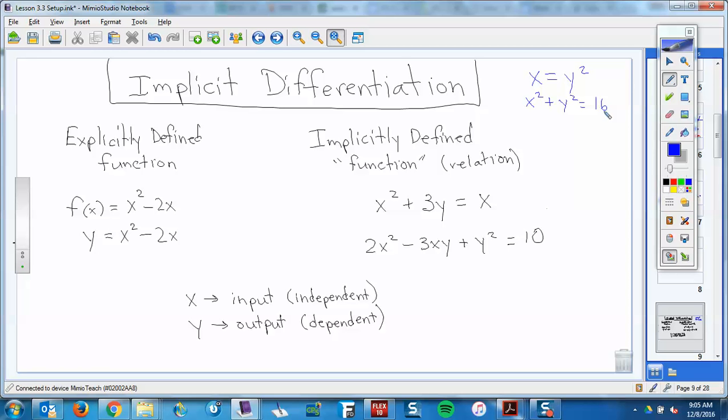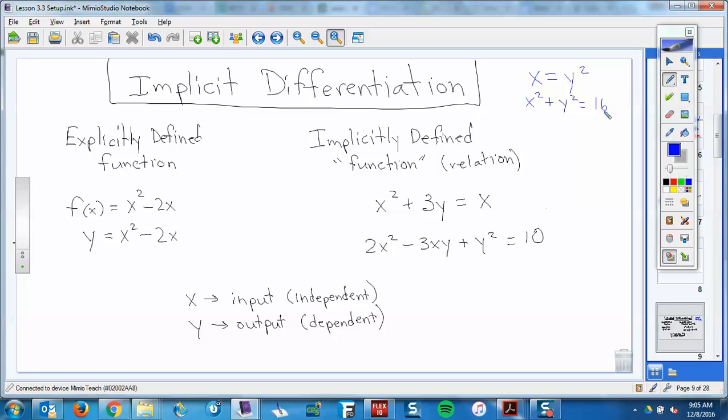So this thing called implicit differentiation is just doing the derivative on relations or equations that are implicitly defined. What we're going to do is take the derivative of both sides. Now, in the past, we've never had to say that. If I give you y equals x squared minus 2x, we've just said take the derivative. Well, think about it. Do the derivative of both sides. What's the derivative of this side? Well, 2x minus 2. What's the derivative of this side?